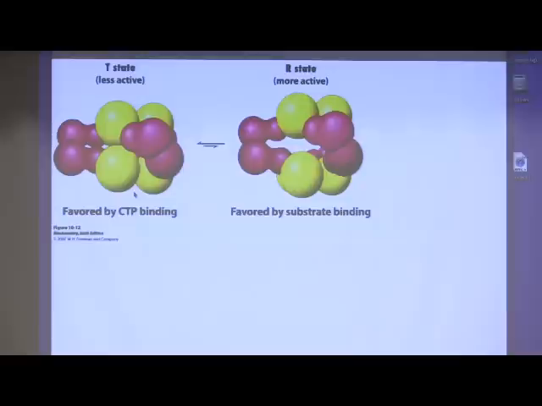Yes, ma'am. Will the polymolecule come off like ATP? Nope. Poly is covalently bound. It's a suicide inhibitor.